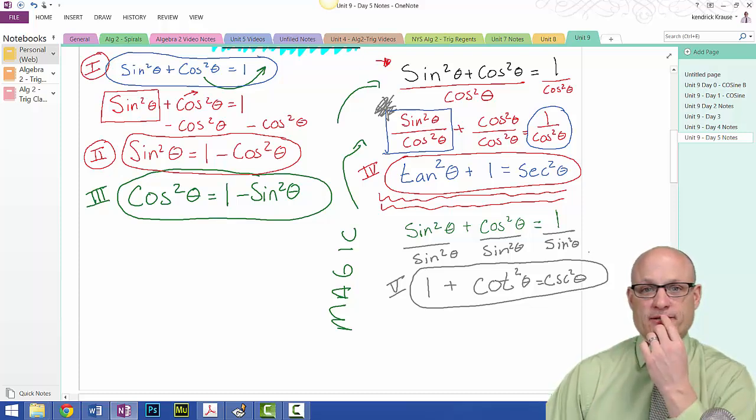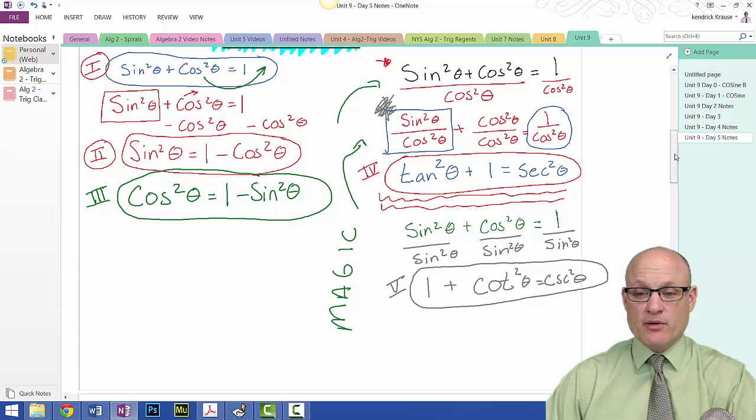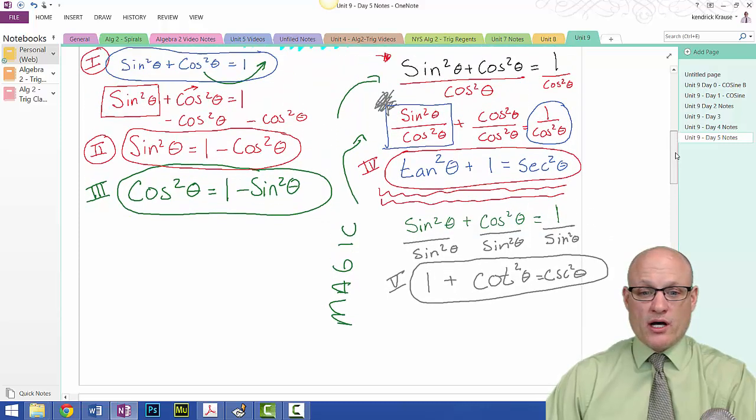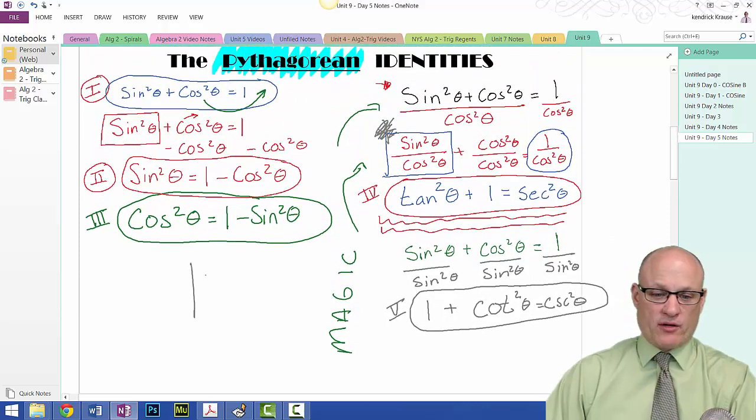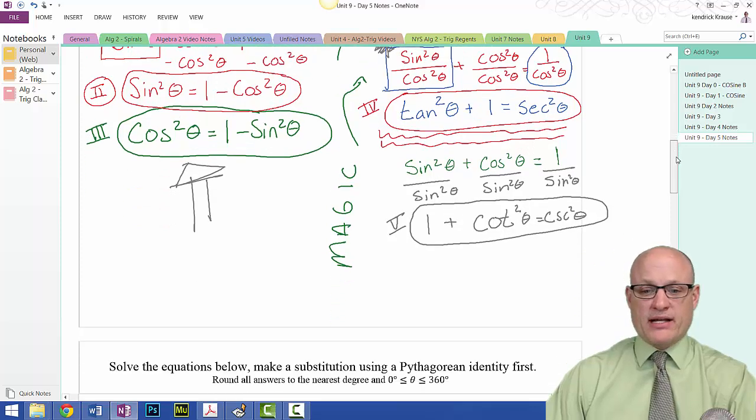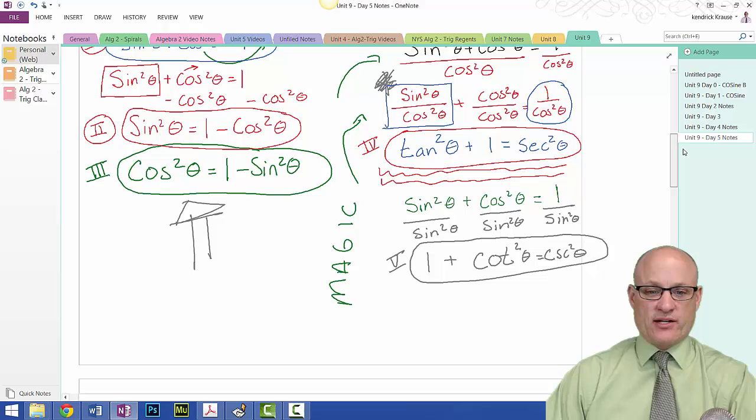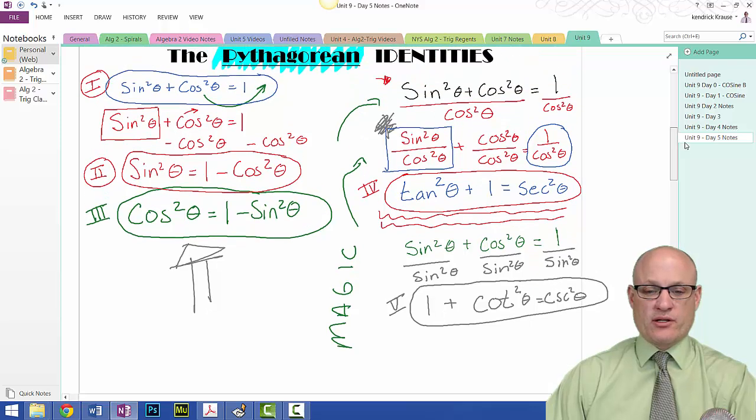I'm thinking flashcards. Start making them now. Well, let me just tell you this. Right now, we're going to use all of these. Next week, we'll tackle this side. But since I don't have a lot of time this week, I'm just going to tackle the sine squared theta plus cosine squared theta equals 1.